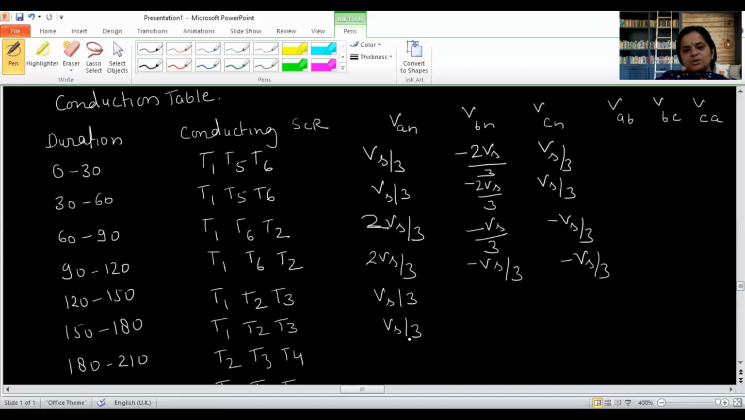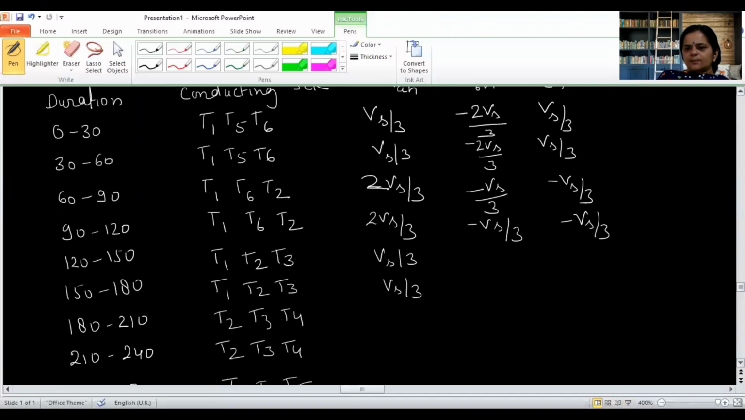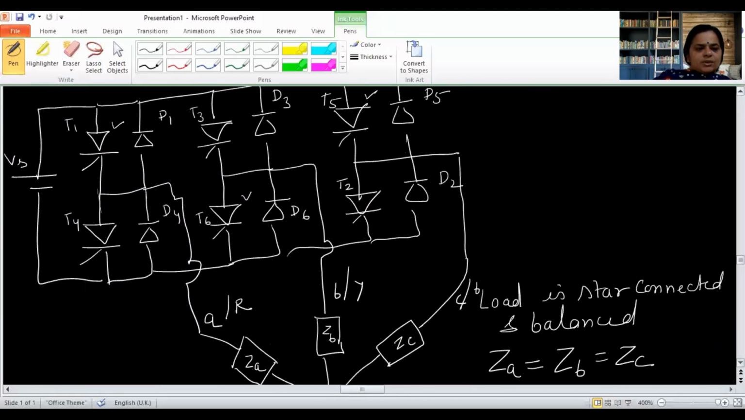Now 1, 2, 3. When 1, 2, 3 are conducting, see what will happen. See the power circuit diagram. When 1, 3 and 2 are conducting, that means this is conducting, this is conducting, and this is conducting. So A phase and B phase will be connected to the positive supply, and C phase will be connected to the negative supply. A phase with this T1 short circuit will connect to positive, B phase through T3 short circuit will connect to positive, and as T2 is conducting, C phase through this T2 is connected to negative.